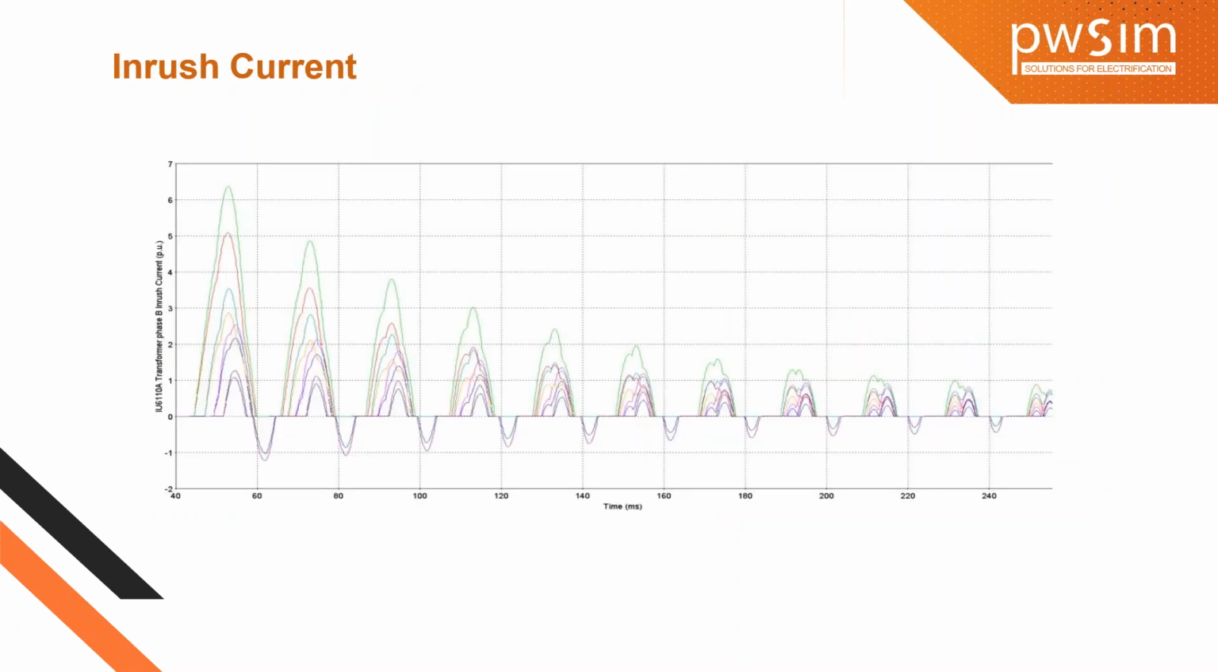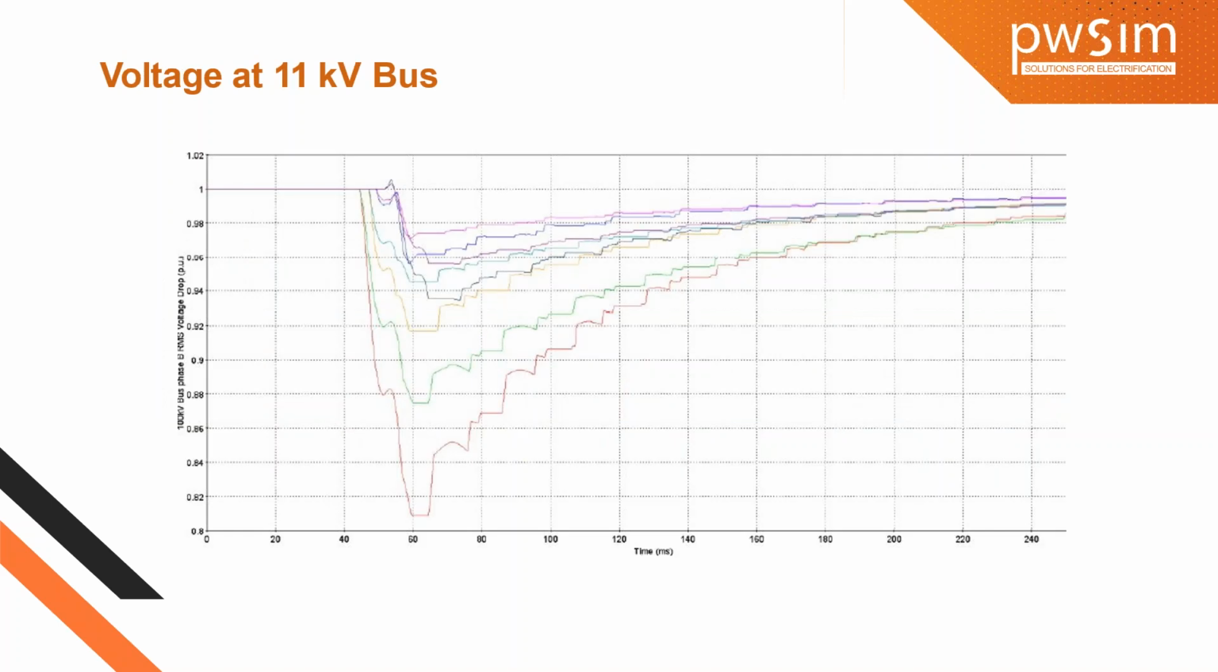You can see the inrush current waveform here. This is the inrush current of the transformer with different scenarios, and this is the voltage at the 11 kV bus. At the time of transformer energization, we will study the voltage drop at the transformer connected to that particular bus.